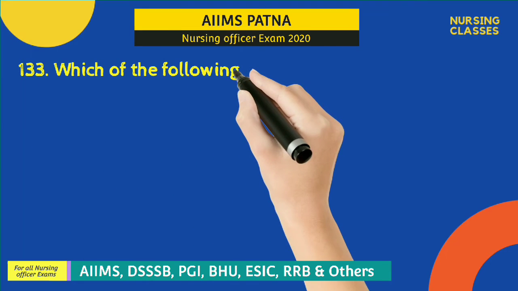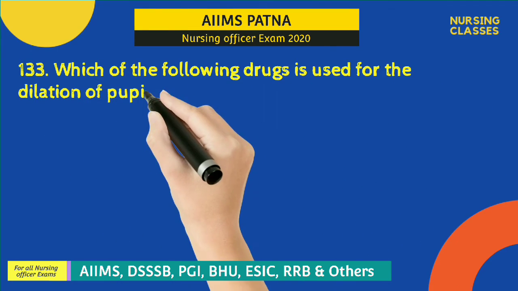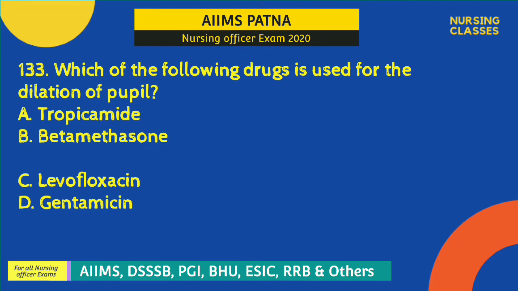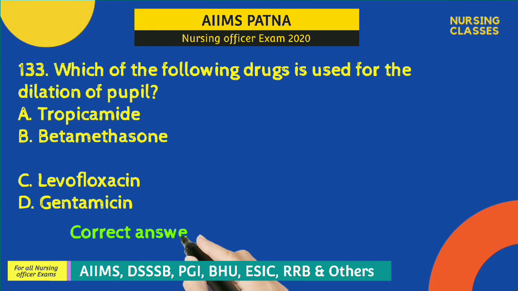133. Which of the following drugs is used for the dilation of pupil? A. Tropicamide, B. Betamethasone, C. Levofloxacin, D. Gentamicin. Correct answer A. Tropicamide.